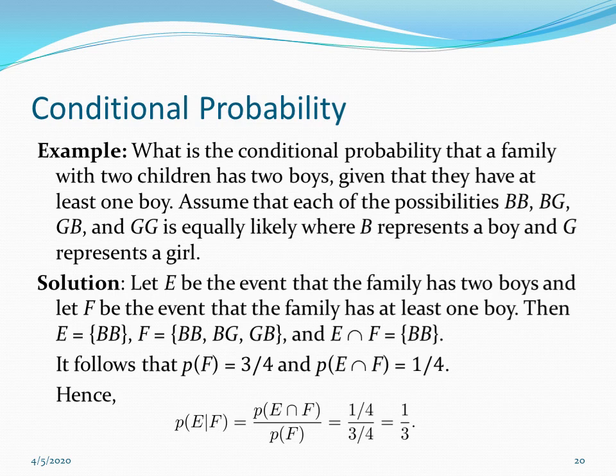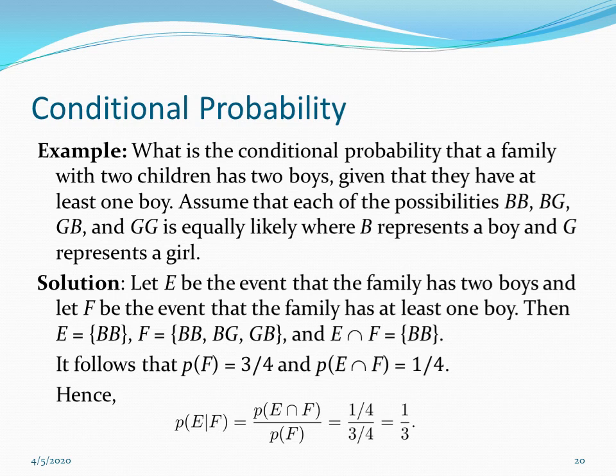Here's another example of conditional probability. We want to calculate the conditional probability that a family with 2 children has 2 boys, given that they have at least 1 boy. And we want to assume that we have equal probabilities. The 4 possible outcomes are: BB means the first child is a boy, the second child is a boy. BG means the first child is a boy, the second child is a girl. Or GB, and the final outcome is GG. The 4 possible outcomes are all equally likely.